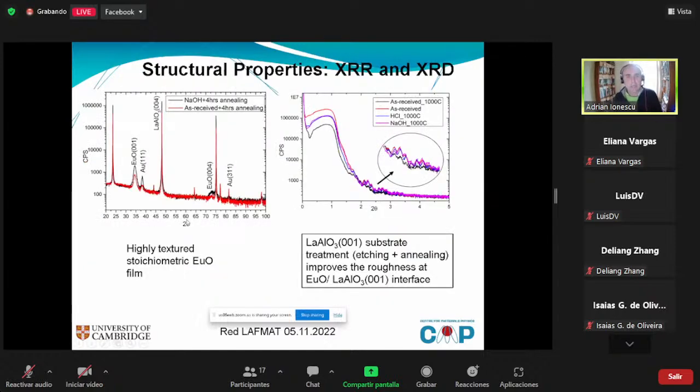We did also do XRD and XRR. XRD to check that we have really grown europium monoxide almost epitaxially as we could onto lanthanum aluminum oxide, and XRR to infer information about the roughnesses between the two layers.